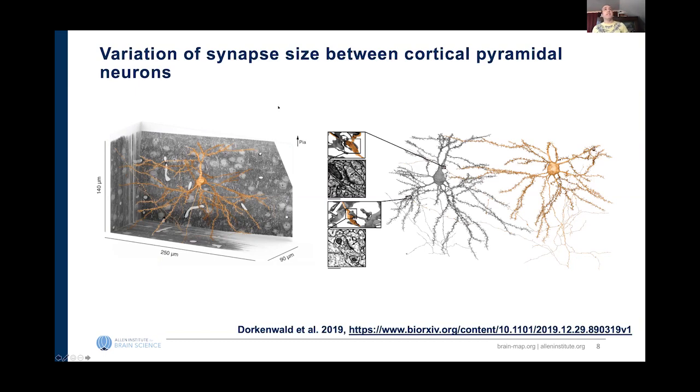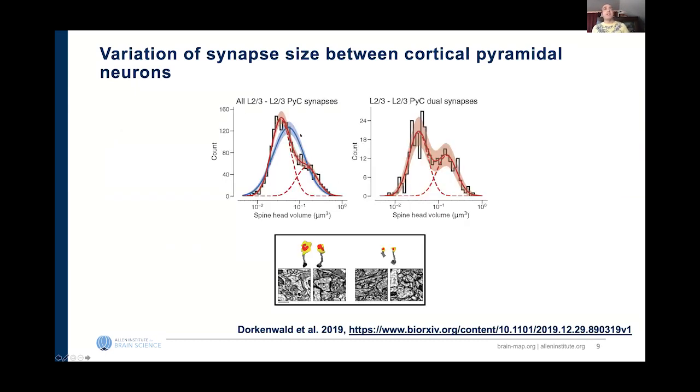So that's what you see here, the distribution on the first graph. Spine head volume on the x-axis and counts on the y-axis, and you see that it doesn't match exactly with the log normal, which is here in blue, and it actually has this bump here. And this is all of the synapses between layer 2-3 to layer 2-3 cells. If now we restrict ourselves just to the synapses that have pairs, which means in the case that the layer 2-3 cell forms two synapses with another layer 2-3 cell, you can start to see even more clearly that there is a second bump.